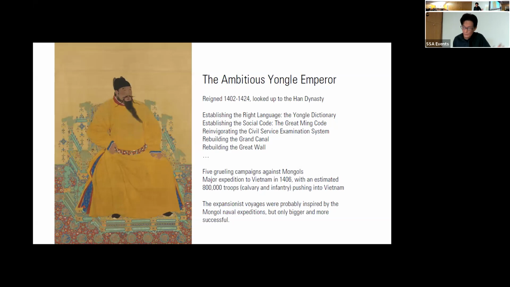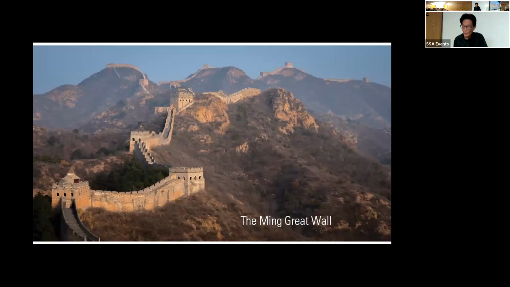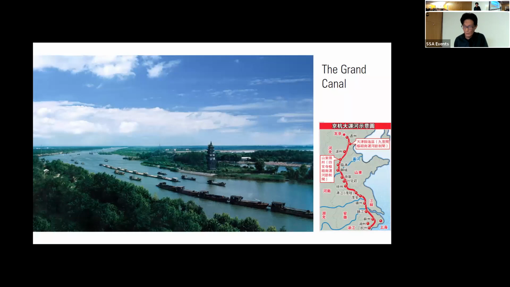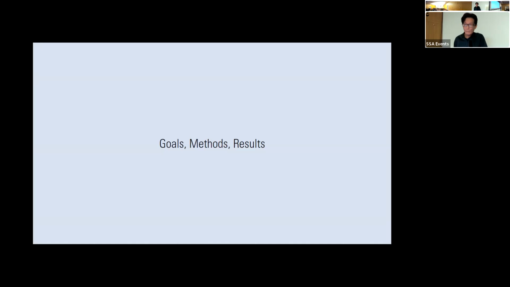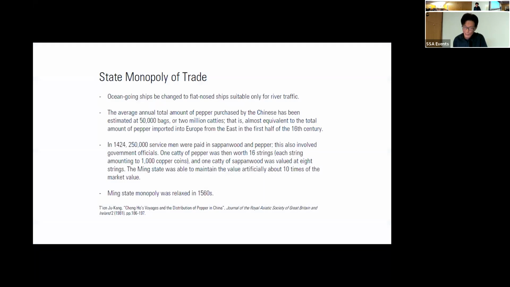He also mounted a lot of military expeditions and eventually exhausted himself in all this. Today, most of the Great Wall you see in China was actually built in that era. And the Grand Canal was by far the greatest civil infrastructural project at the time. The dictionary he tried to do as well. So that's the context. Maybe I've gone on for too long on the context. So they did achieve quite a lot with these voyages. State monopoly of trade was certainly one of the biggest goals.